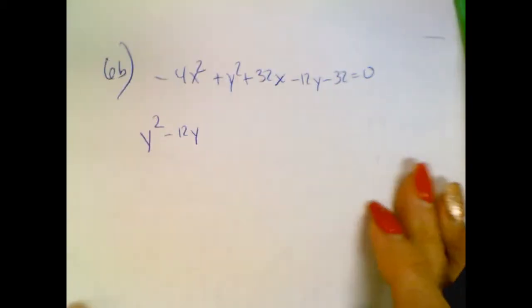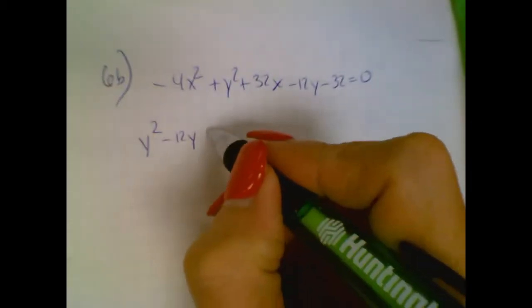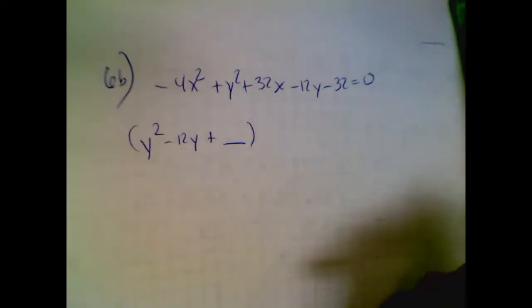All right, let's do 6B. All that for one problem. Isn't this fun? So much fun to do these problems. All right, 6B. So the problem is negative 4x squared plus y squared plus 32x minus 12y minus 32 equals 0. It looks like the y squared is going to be the positive term this time, so I'm actually going to start with the y squareds out front because I don't want to start with the negative out front. Can you guys see this? I'm starting with the y squareds.